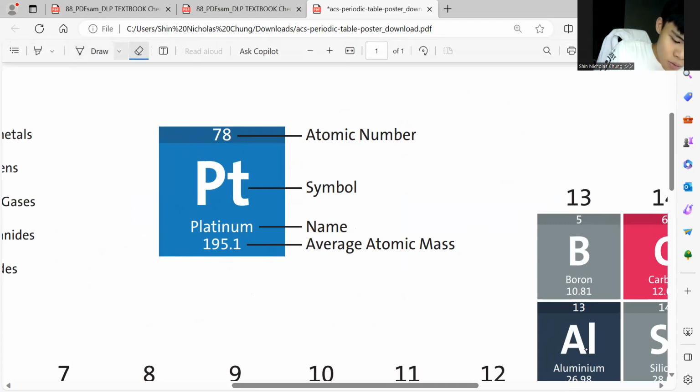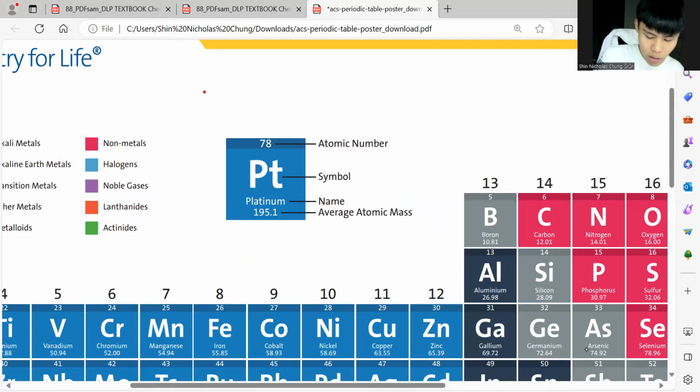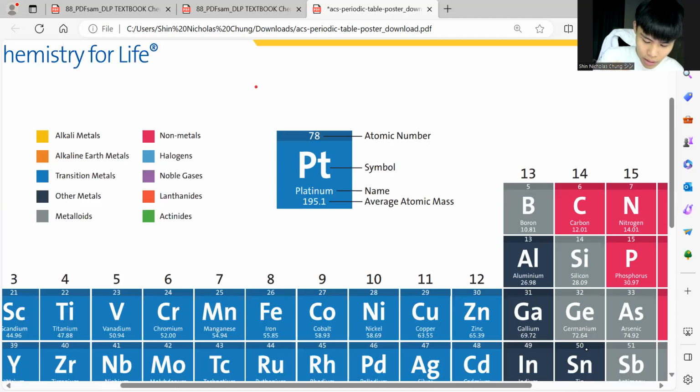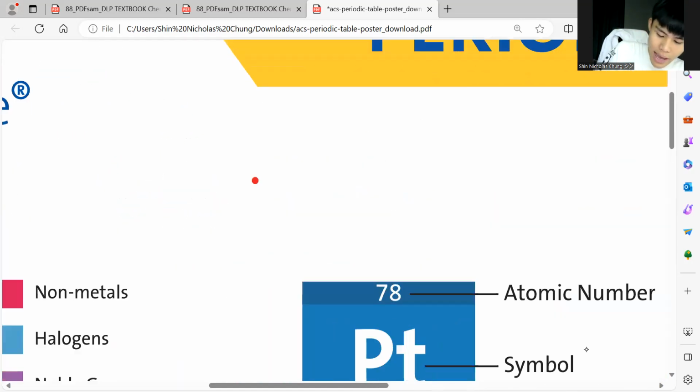Now we learn something in more detail. We also learn about atoms. Every element here is an atom. So what is an atom? When you see the word atom, right?